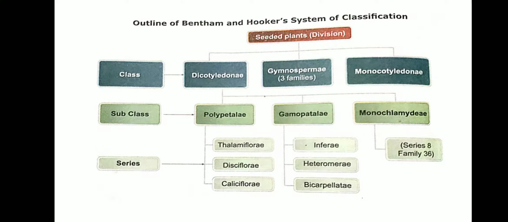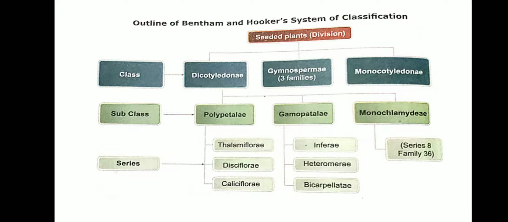Under dicotyledon, polypetalae, gamopetalae and monochlamydeae. What are they? Polypetalae, gamopetalae and monochlamydeae. So these are the subclasses which are coming under dicotyledon. And then let's see the series.